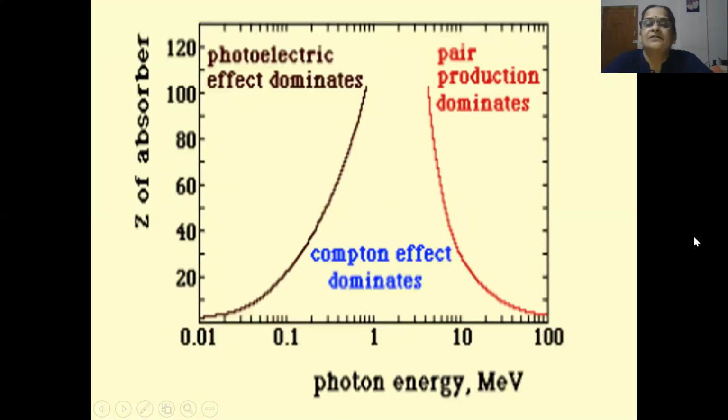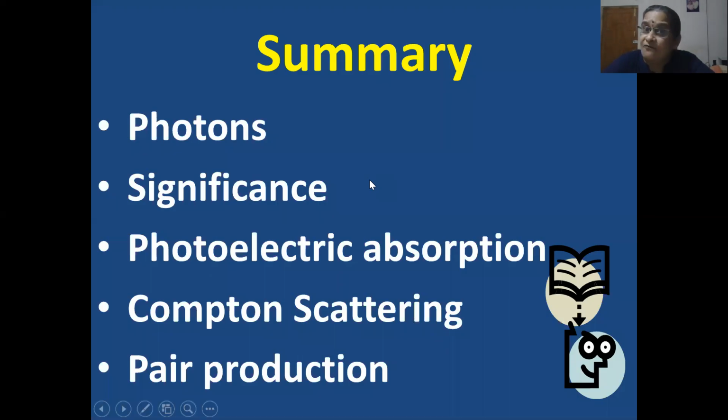Now here in this graph you can see the atomic number of the absorber versus photon energy in MeV. As the atomic number increases, the photoelectric effect increases, but it is at lower energies, while the Compton effect is dominating between 0.1 MeV and 10 MeV, and as the energy increases beyond 10 MeV, it is pair production which dominates. So the summary is, what are photons?